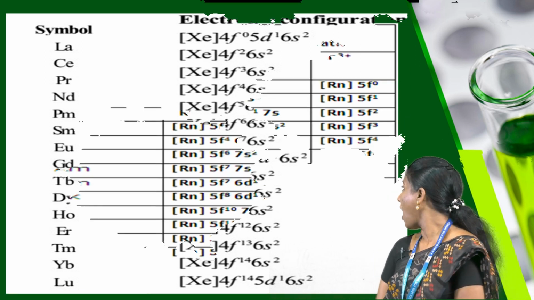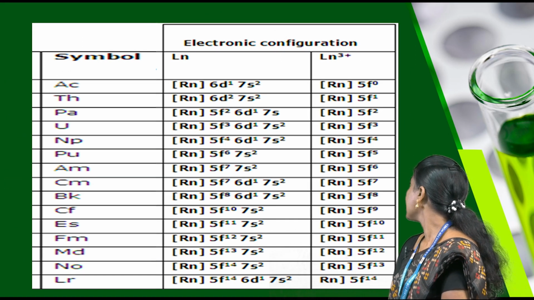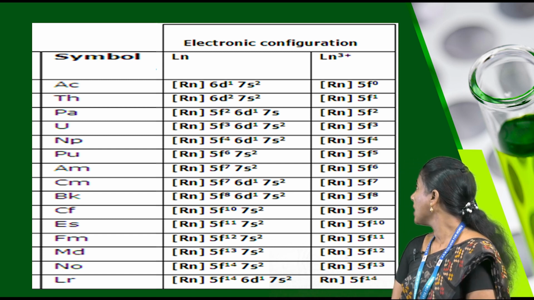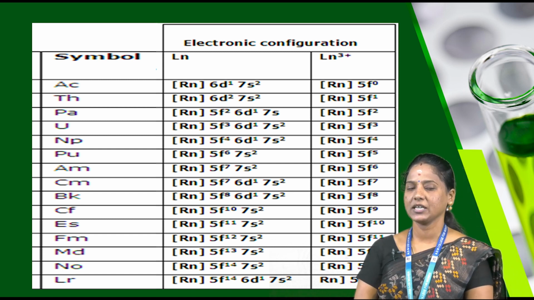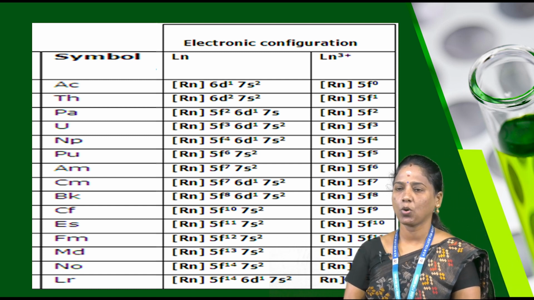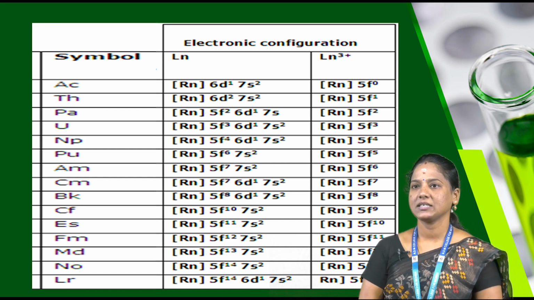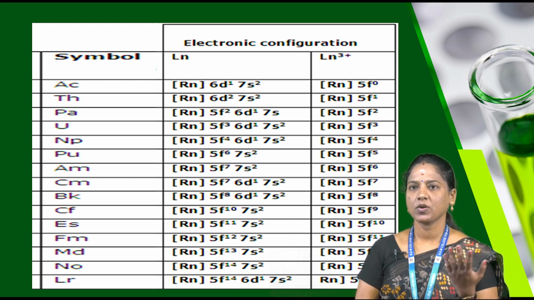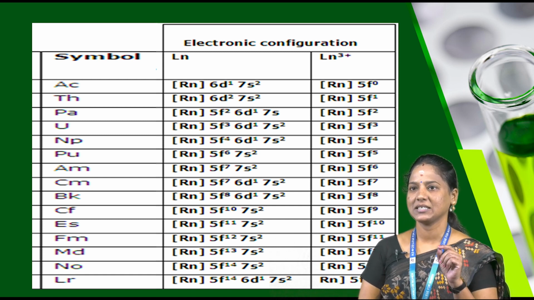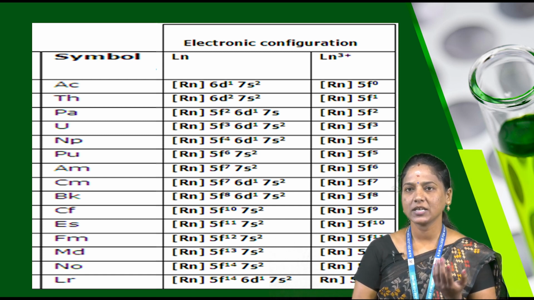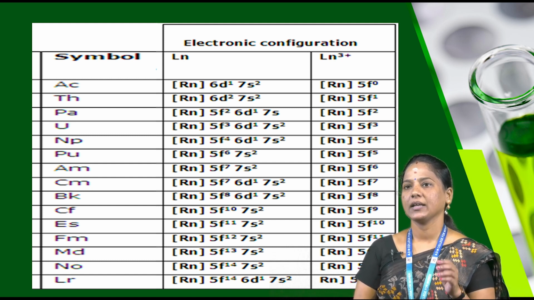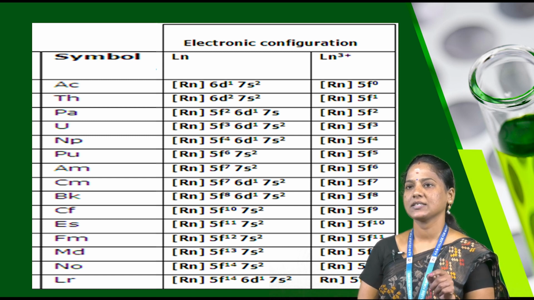Next, the actinium row. The first one is actinium. Its electronic configuration is 6d1 7s2. Next one is thorium, 6d2 7s2. Next one is protactinium, 5f2 6d1 7s2. Next one is uranium, and its electronic configuration is 5f3 6d1 7s2.